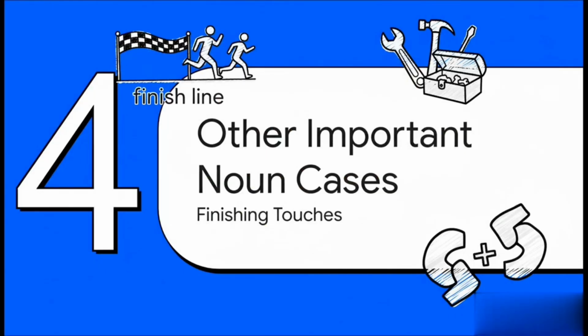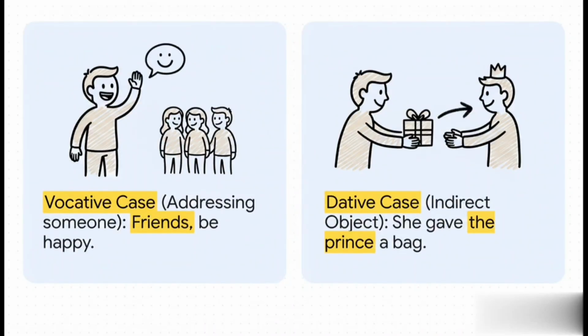We are almost there. We're on the home stretch. To really complete your grammar toolkit, let's take a quick look at two other noun cases. They're not as common, but knowing them will give you a much fuller picture of how sentences work. So the vocative case is what you use when you're talking directly to someone. In the sentence, friends, be happy, the word friends is vocative. You're calling them out. The dative case, on the other hand, points out the indirect object, basically the recipient of the action. In She gave the prince a bag, the bag is the direct object, but the prince is the one who received it, so prince is in the dative case.